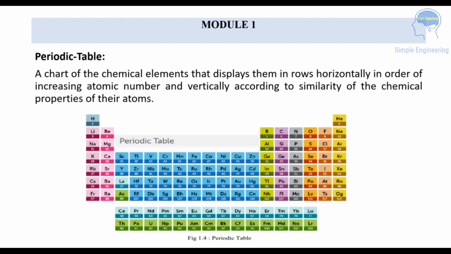And this is the periodic table. It is a chart of chemical elements that displays them in rows horizontally in order of increasing atomic number, as shown here, and vertically according to the similarity of the chemical properties of their atoms. Hydrogen has atomic number 1, helium has 2, and like that it goes: lithium, boron, carbon, all according to the number of protons and electrons. So it follows the increasing order of atomic number.